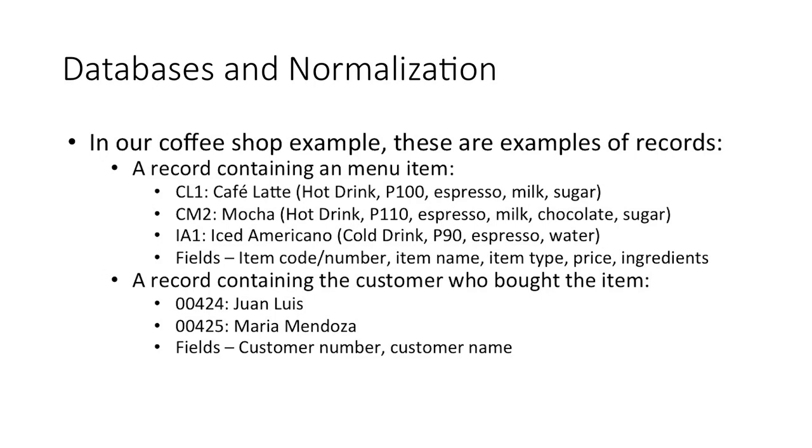And so, for those records, the fields would be item code or number, the item name, the item type, the price, and the ingredients. Another record would be a record containing the customer who bought the item. So we can have 000424 Juan Luis and 000425 Maria Mendoza. And these are the fields for these records, the customer number and customer name.